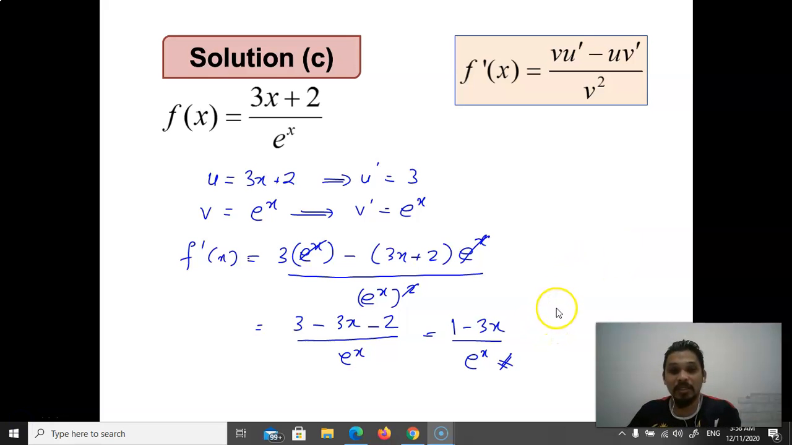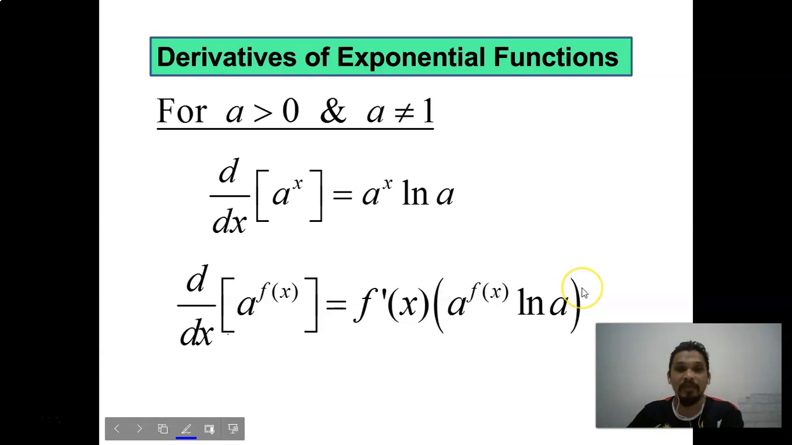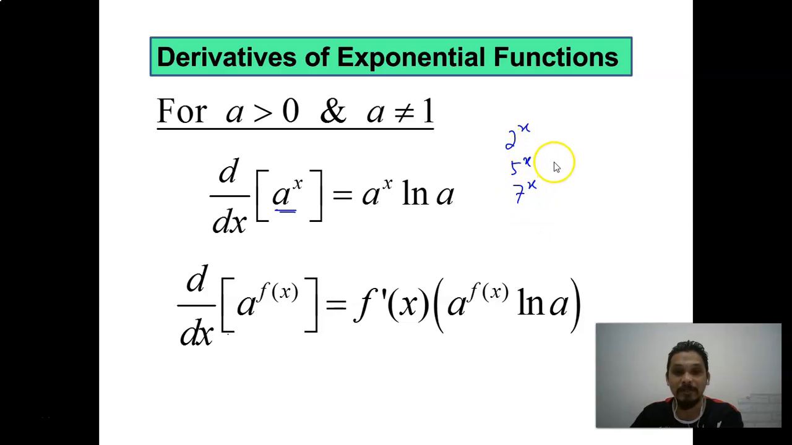Now let's take a look at the next. Derivative of exponential function for a greater than 0 and a cannot be equal to 1. Okay, for this case, we just assume that, okay, we take example of 2 to the power of x, 5 to the power of x, 7 to the power of x, and you just name it. Okay, as long as the function begins with the a here, where a cannot be equal to 1 and a is greater than 0, so a equal to 2, 5, 4, 6, 7, and so on.